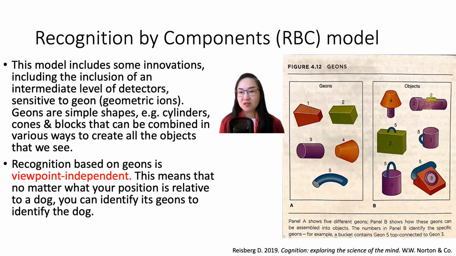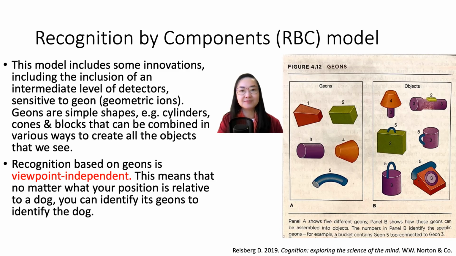The shapes in geons here are cones and blocks. Then on the right-hand side, you can see some examples of what objects can be made of from geons. Panel A shows 5 different geons. Panel B shows how these geons can be assembled into objects. The numbers in panel B identify the specific geons. For example, a bucket contains geon 5, the top, connected to geon 3.